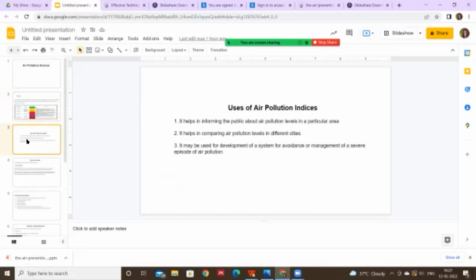So, uses of air pollution indices. It helps in informing the public about air pollution levels in a particular area. म्हणजे पर्टिक्युलर एरियाची एअर पोल्युशन लेवल काय आहे हे पब्लिकली माहिती पडतं. इट हेल्प्स इन कम्पेअरिंग एअर पोल्युशन लेवल्स इन डिफरंट सिटीज. आता समजा दिल्लीमध्ये किती आहे, देन मुंबईमध्ये किती आहे. ओके. सो त्याचं आपण कम्पॅरिझन करू शकतो विथ द हेल्प ऑफ इंडेक्स.